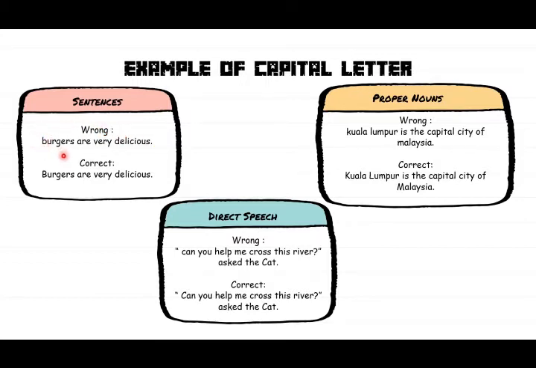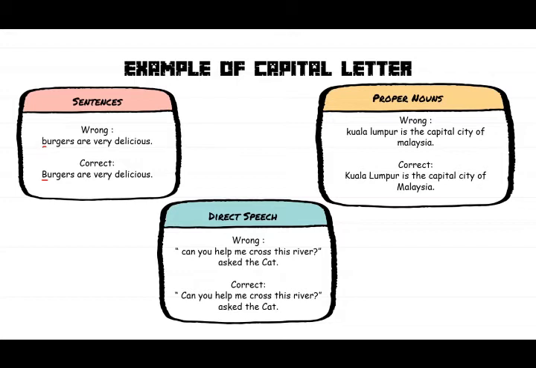This is a sentence. Burgers are very delicious. There is a full stop here. It is a complete sentence, but the sentence begins with a small letter. Remember, if you are writing sentences, you have to begin your sentence with a capital letter. So you have to change the B to a capital letter. So this one is the correct one. Burgers are very delicious. You see the difference here? B here and the B here.